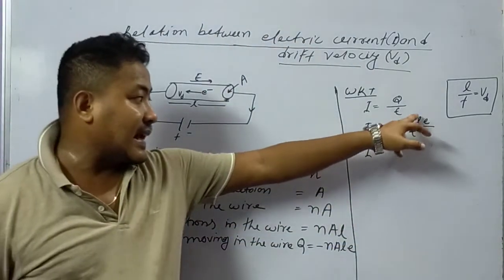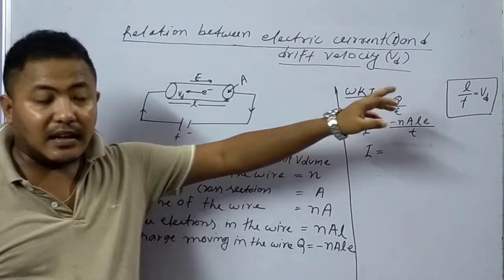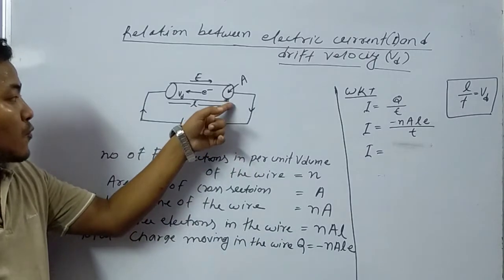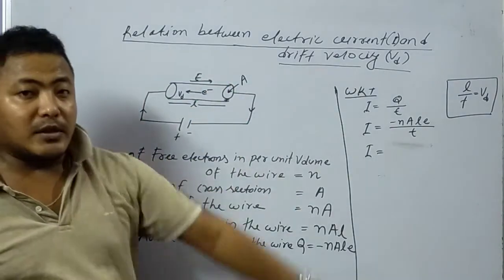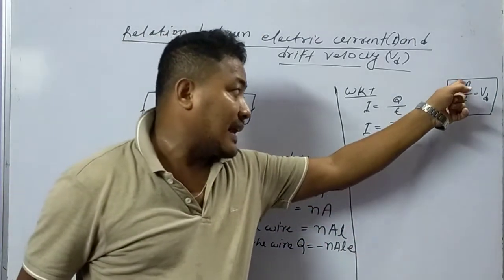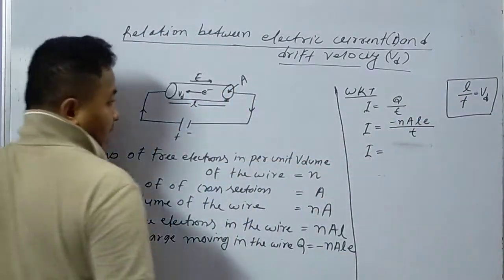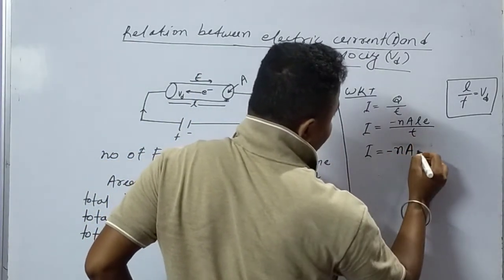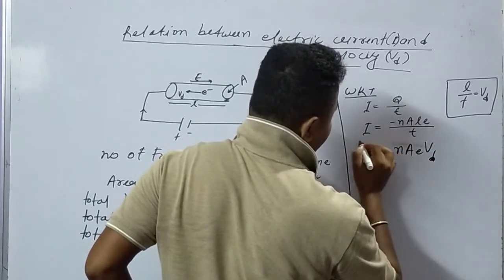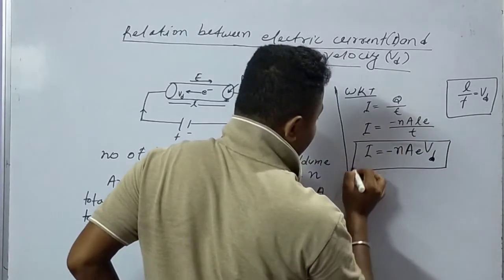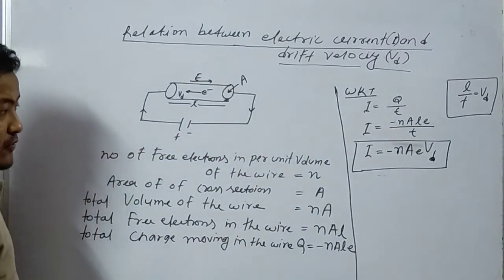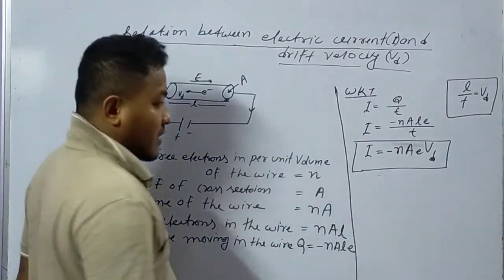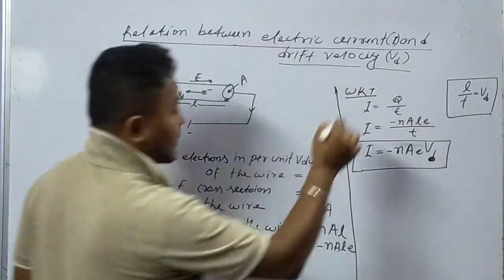So again I am telling, this L is the length of the wire, and this T is the time taken by an electron to move from one end of the wire to the other end. So we can write L by T as equal to Vd. So the ultimate relation will become I = NAeVd, and this is the relation between electric current and drift velocity. So I is equal to minus NAeVd.